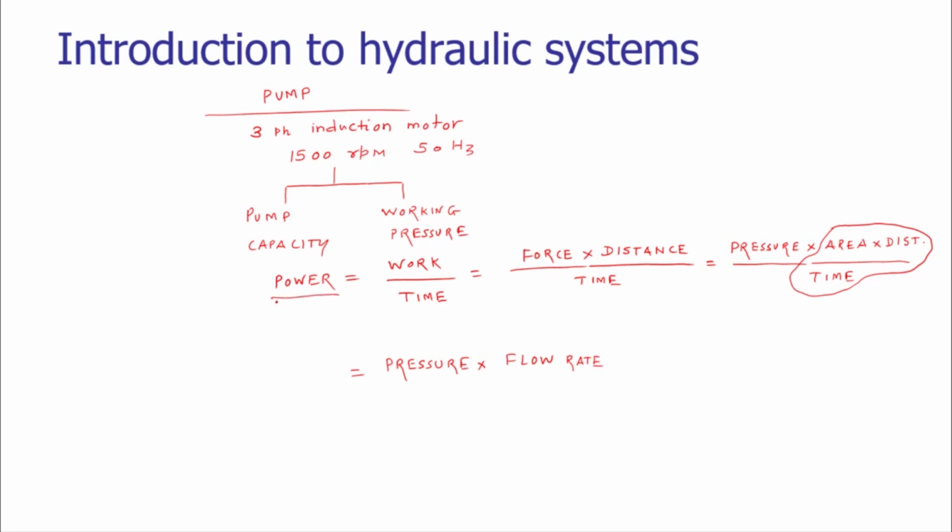So the power capacity, or the power requirement, or the power characteristic of a hydraulic system is the pressure being handled by the hydraulic system and the flow rate. The pressure is the working pressure of the system and the flow rate is the pump capacity. Basically the power is given in kilowatts, the pressure is defined in bar, and the flow rate is defined in liters per minute.